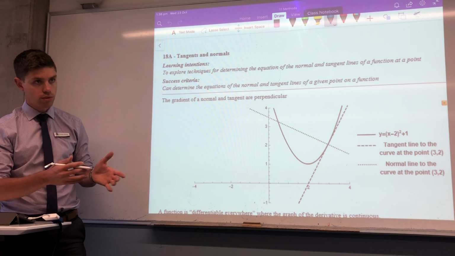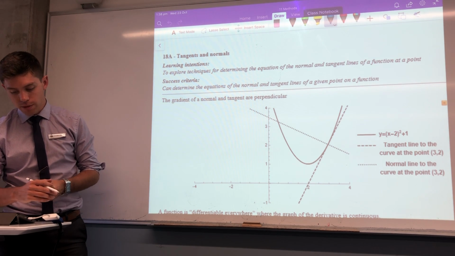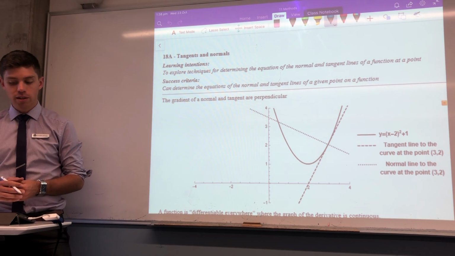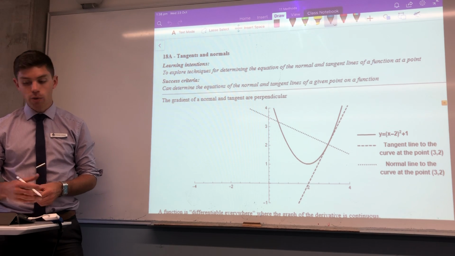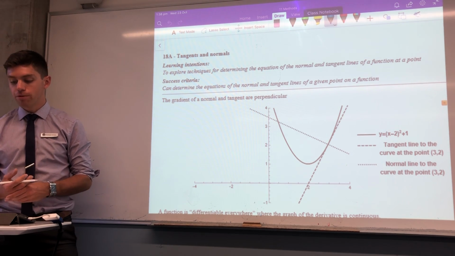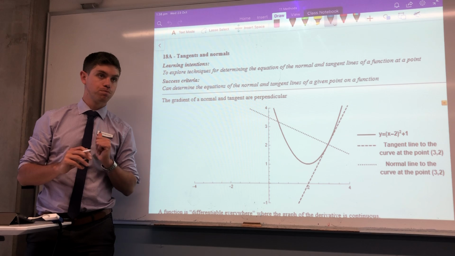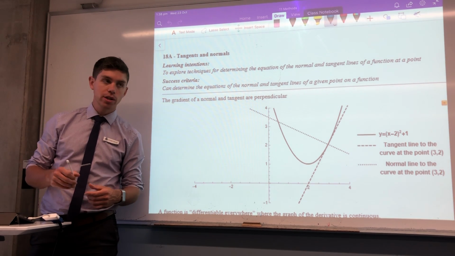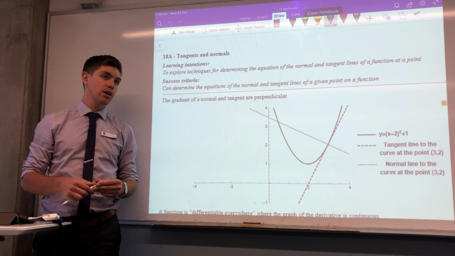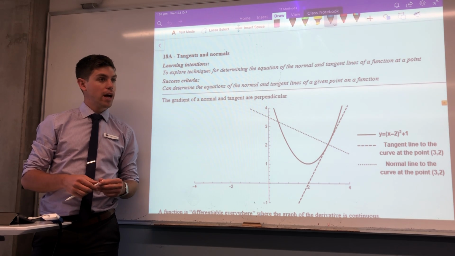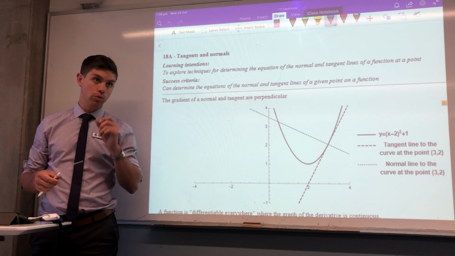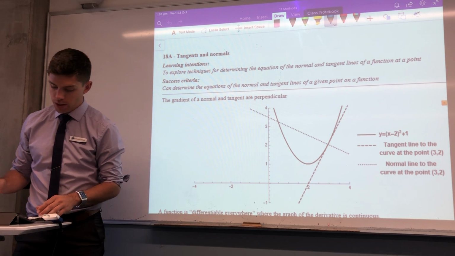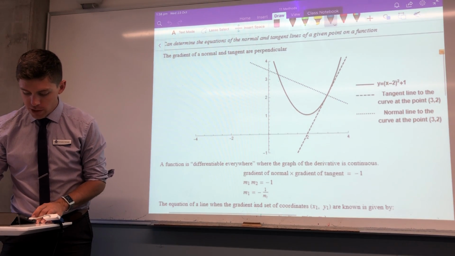The learning intention for the first module is to explore techniques for determining the equation of the normal and the equation of the tangent lines of a function at a point. So hopefully you've done this kind of technique before, but maybe not in the context of starting off with a cubic or a quadratic, and then at a certain point finding the normal or the tangent. All right, so let's define these 2 things first.